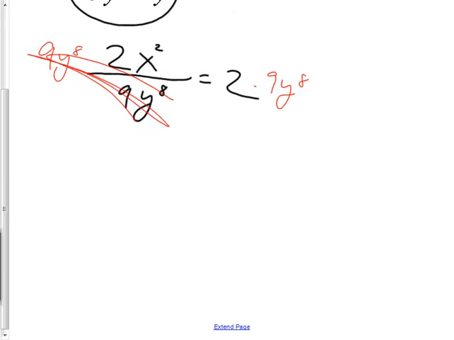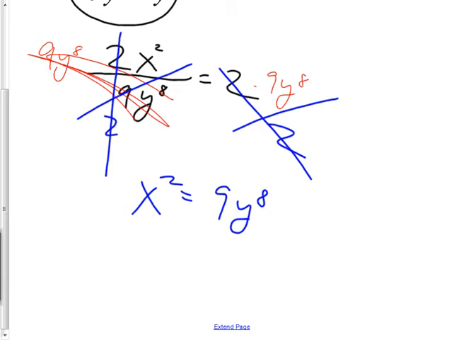Now I'm going to divide by 2. Could I multiply that out and make it an 18? Yeah, but I don't even need to, because as soon as I divide by 2 right here, divide by 2, divide by 2, those are going to cancel and those are going to cancel. See? X squared equals 9y to the 8th. I'm really close.